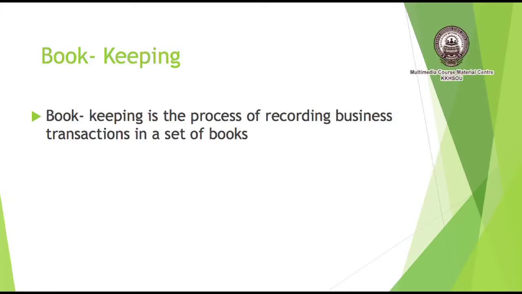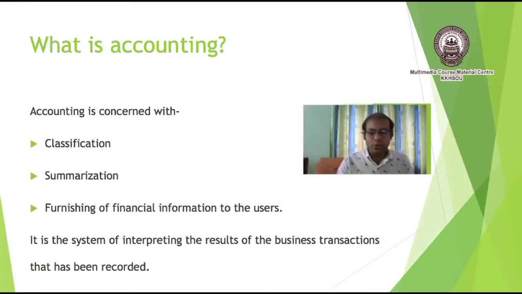So, bookkeeping is the process of recording transactions, and it is the scientific way of keeping the records of the business transactions as and when they take place. So, let us move to another term, that is accounting. What is accounting? Accounting is mainly concerned with classification, summarization, and furnishing of financial information to the users. So accounting starts where bookkeeping ends. Bookkeeping is concerned with recording the transactions on the basis of the date of the transactions, means as and when they take place. When we move to accounting, accounting is concerned with classification, summarizing, and furnishing of financial information. So accounting is the system of interpreting the results of the business transactions that have been recorded.